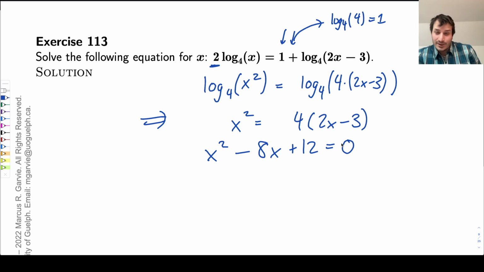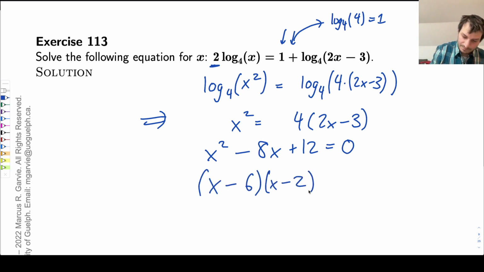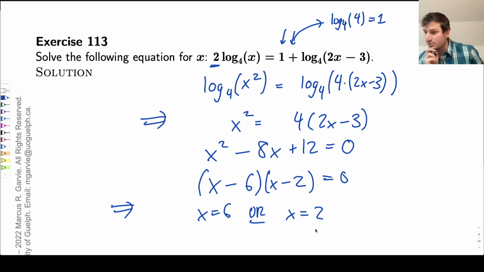So I can use the quadratic formula, or I can try to factor it. I got to think of two numbers that add to negative 8 and multiply to 12. What about negative 6 and negative 2? X minus 6, x minus 2. Negative 6 times negative 2 is 12. Great. Negative 6 plus negative 2 is negative 8. Great. So therefore, x equals 6 or x equals 2. Those are the two solutions, which is what they got.